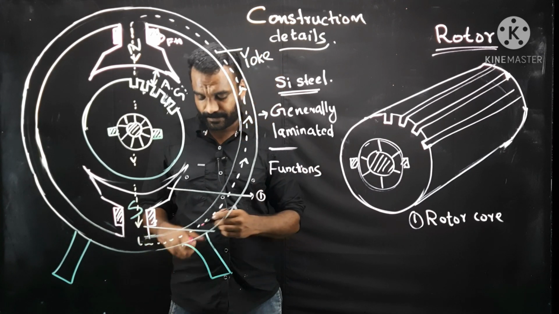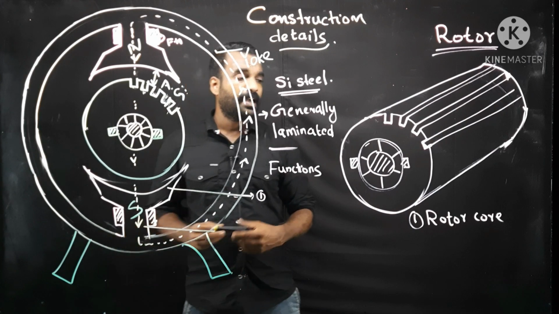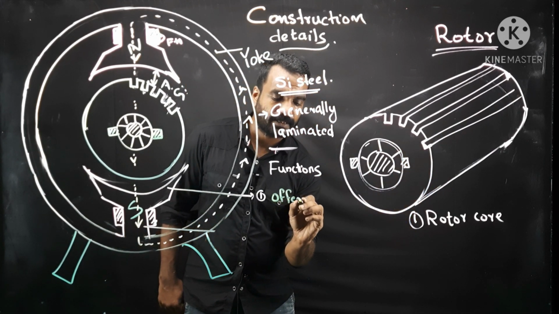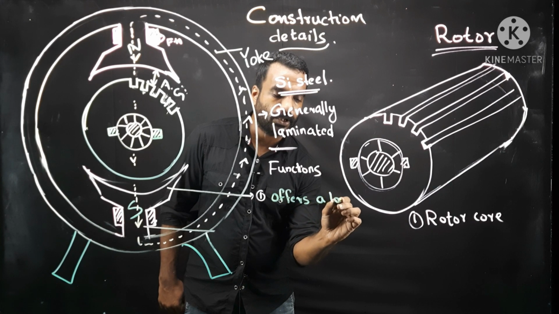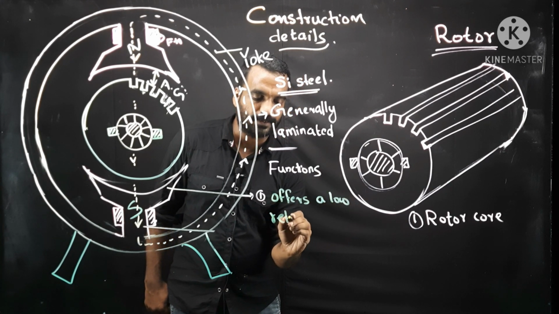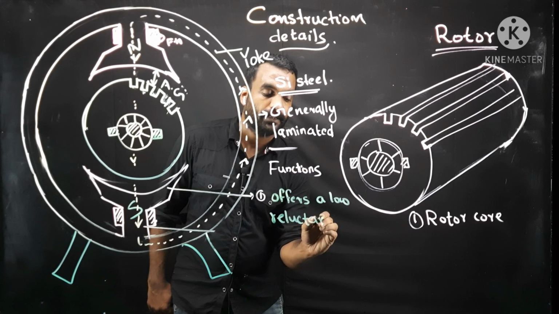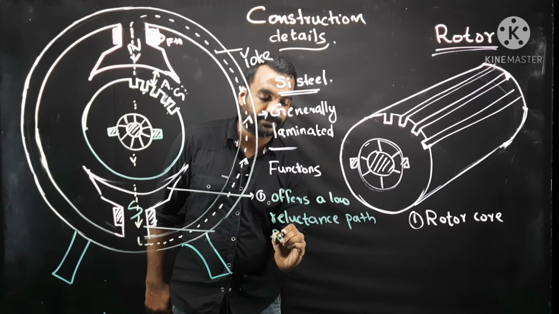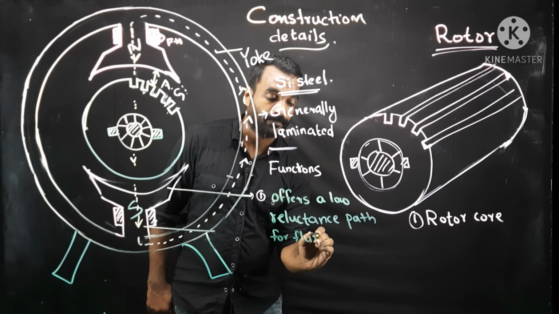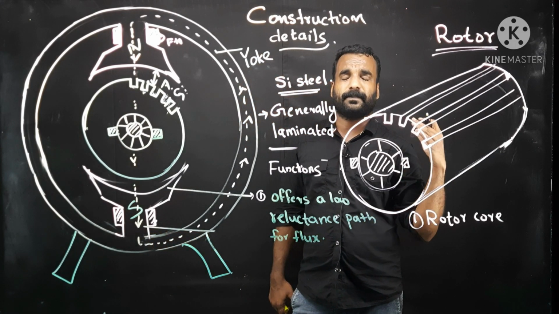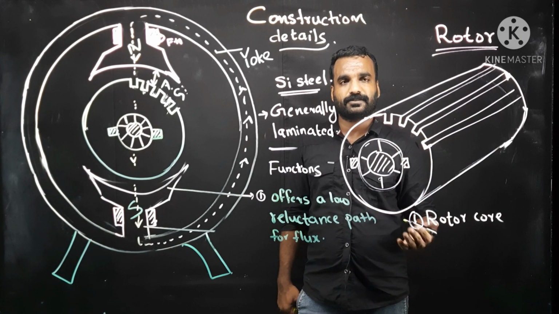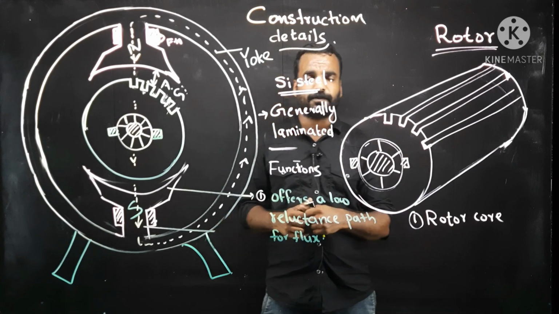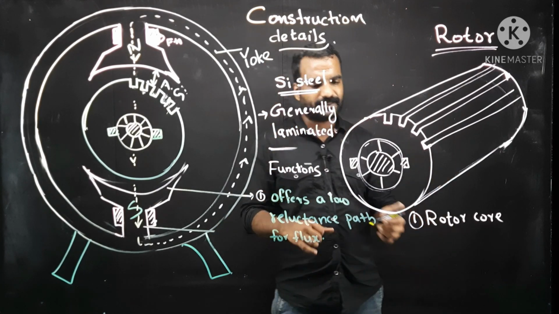First function, as it is a good magnetic material, it offers a low reluctance path. Reluctance means opposition. Low reluctance path for flux. This is the main point. Because if it is made with wood, what happened? Will flux pass? No. Like that, as it is a good magnetic material, it offers a low reluctance path for flux. Flux can easily pass.